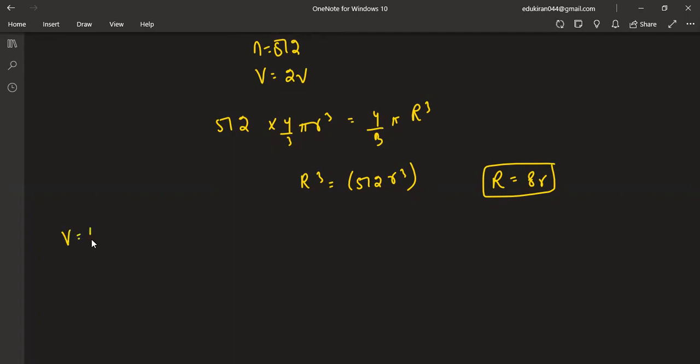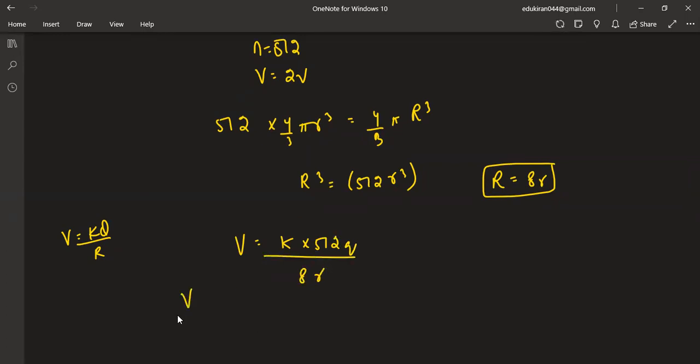So the general formula is V equals KQ divided by R. Fine. The formula of potential is V equals KQ divided by R, which is equal to 2 as well. So see, what will the net be? How will you write the potential for the bigger drop? K 512Q divided by 8 times R.